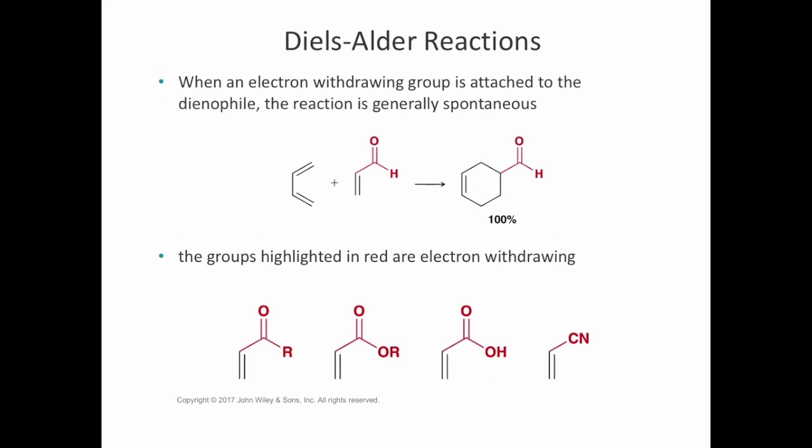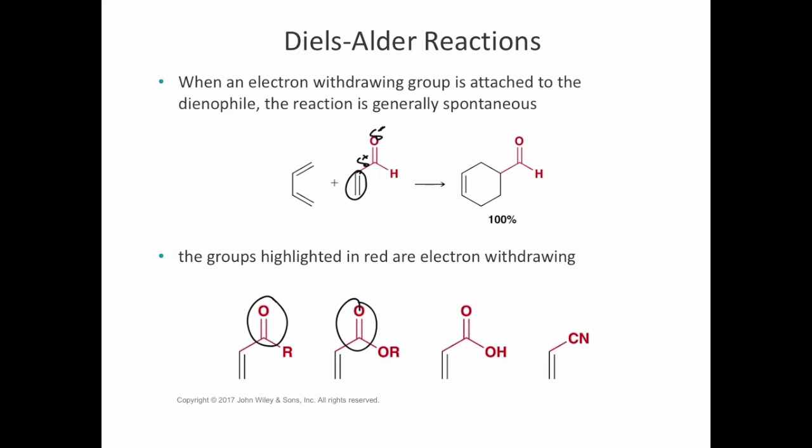So these would be examples of good dienophiles. The groups highlighted in red are electron withdrawing. And one way to think about this is you know that the carbonyl has a delta plus on the carbon and a delta minus on the oxygen, because that oxygen's more electronegative, so it pulls electron density away from that carbon. And now since the atom connected to this alkene is partially positive, it's going to have an electron withdrawing effect. So all of these groups, notice a lot of them have carbonyls.